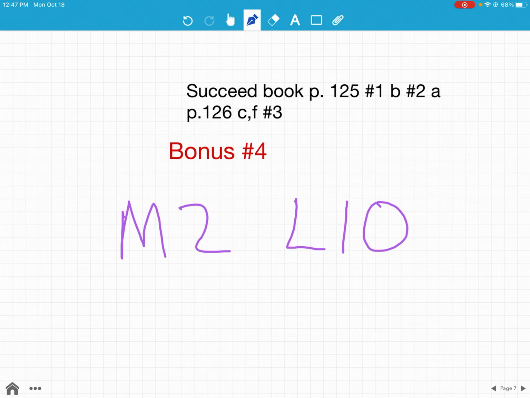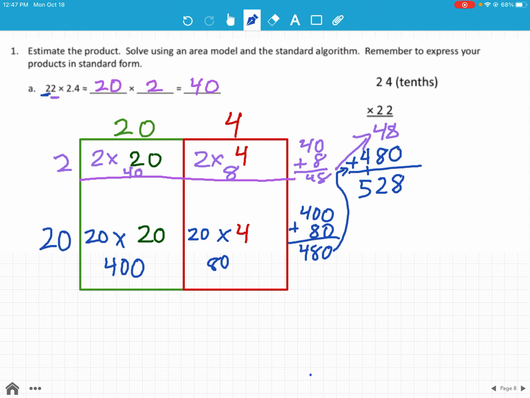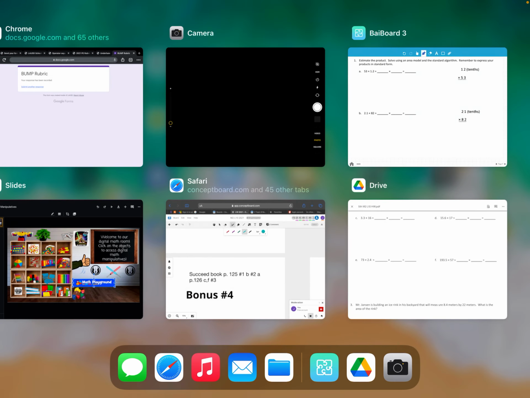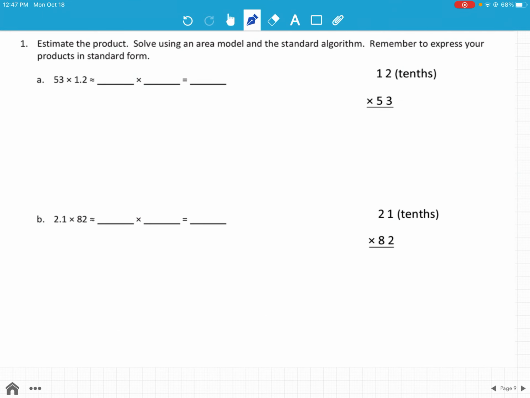All right, this is Module 2, Lesson 10, second try. First time was interrupted. Here's an example we did in class. All right, I believe you have 1B, so I'm going to do 1A.